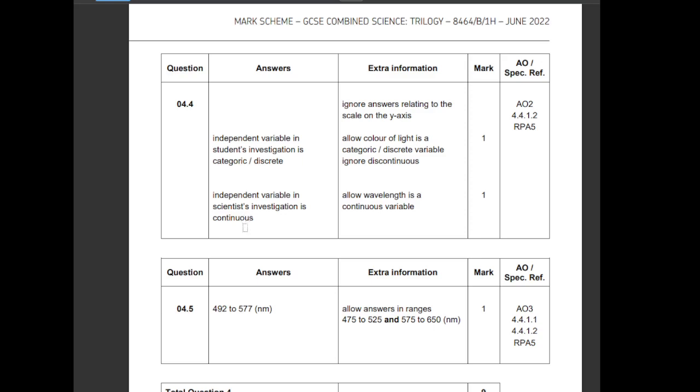And 4.5, they have given a range: anything between 492 to 577. So they are allowing anything between. The way I wrote down 480, which is just above that, and this value, I wrote it down as 625. So anything between these two ranges is acceptable as an answer.